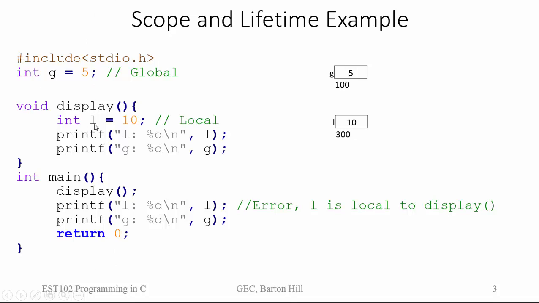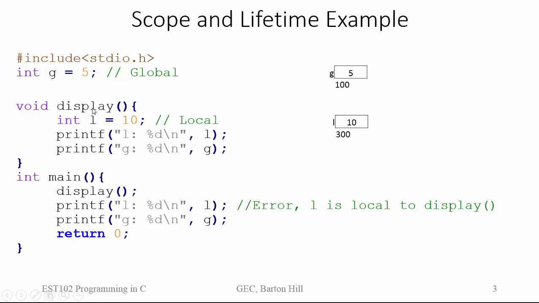Now the variable L is declared inside the display function, so inside this block, it will only be accessible inside this block. This local variable will only be alive while it is inside the display function, since it is local to the display block. But in the case of the global variable g, it will be alive till the end of the program, so its lifetime is the entire program.